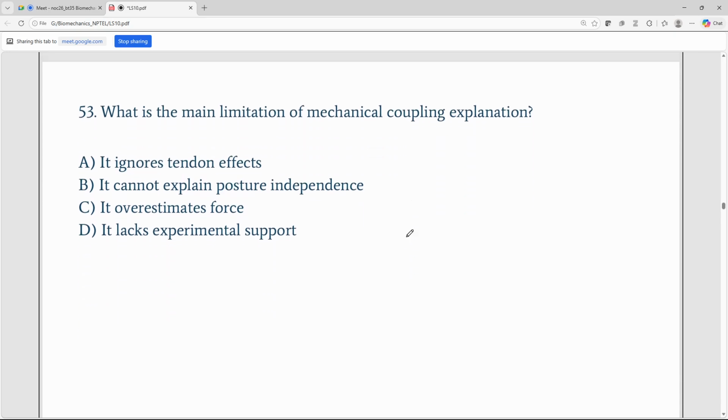What is the main limitation of mechanical coupling explanation? Options are option A, it ignores tendon effects. Option B, it cannot explain posture independence. Option C, it overestimates force. Option D, it lacks experimental support.